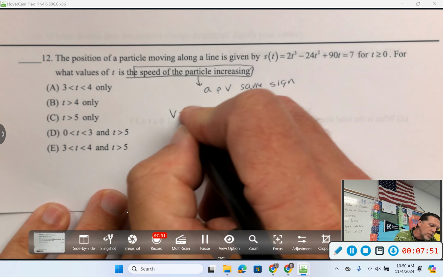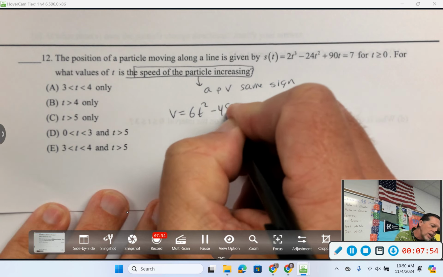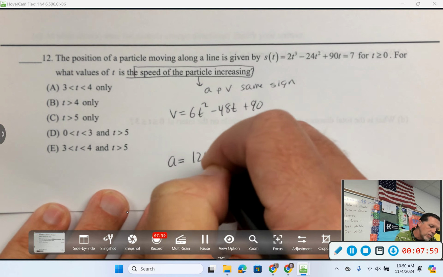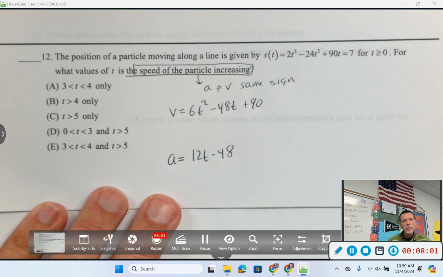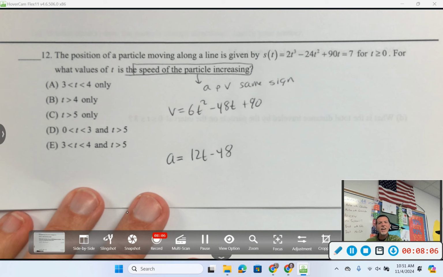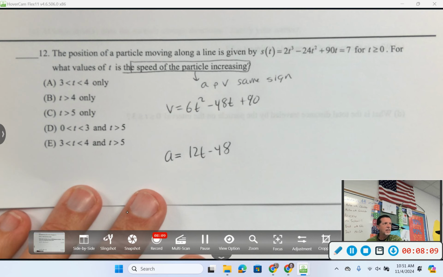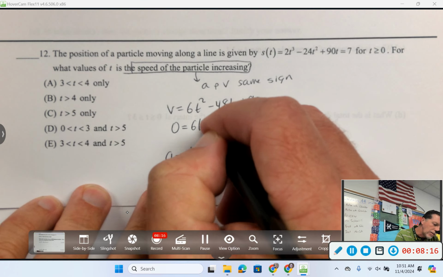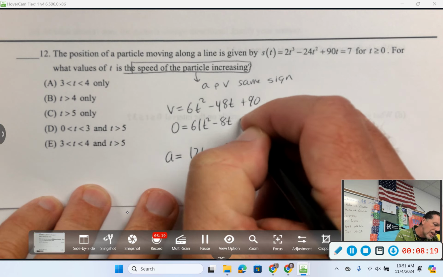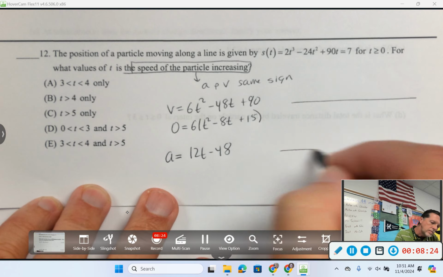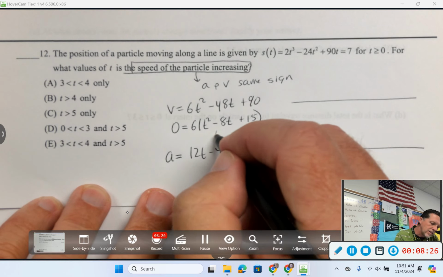I can get a derivative, 6t squared minus 48t plus 90. I can get an acceleration, 12t minus 48. But what do I do with those, especially if I need to see their signs? I'll set them equal to 0. See if I can factor out a 6 from everybody on that one. And then I can do number lines.